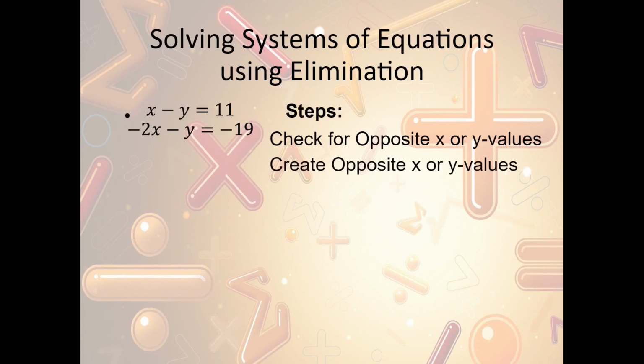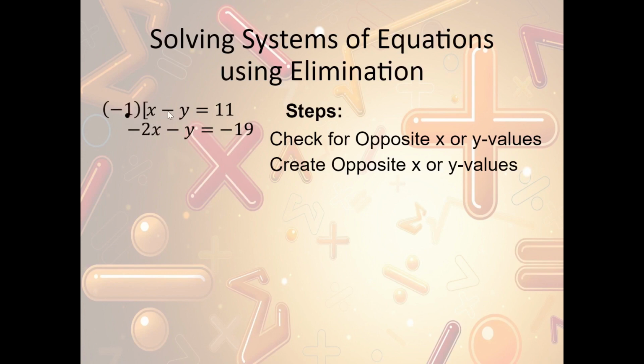So what we need to do is we need to create opposite values. We need to multiply either one or both of the equations by some number to get opposite values. So in this case, the easiest looks like it might be the y's, because we could just multiply one of these by a negative 1, and that gives us a positive y and a negative y. But we could also do the x's. We could multiply this whole thing by 2. That gives us a positive 2x and a negative 2x. But we're going to go ahead and do the top one by negative 1.